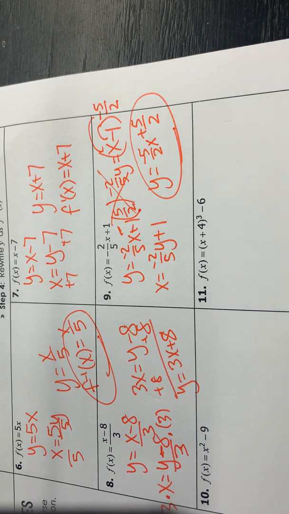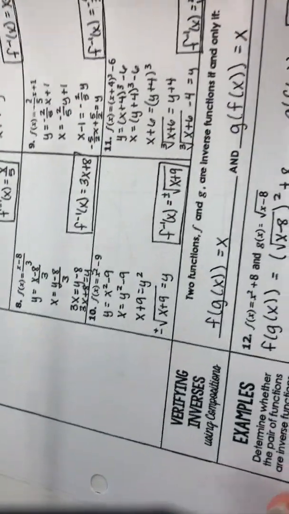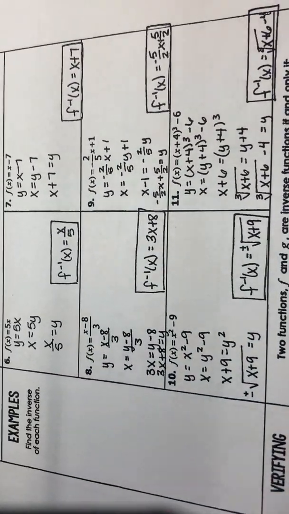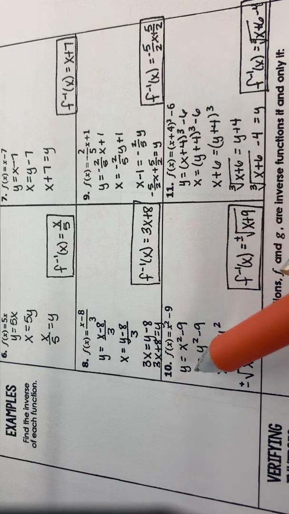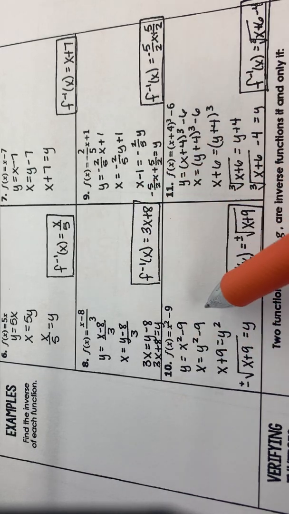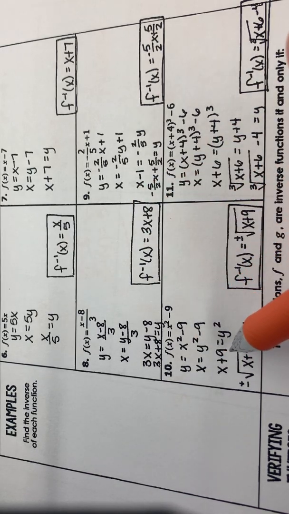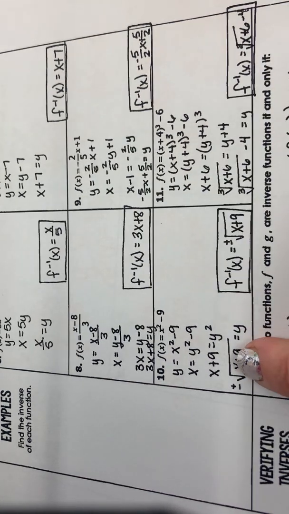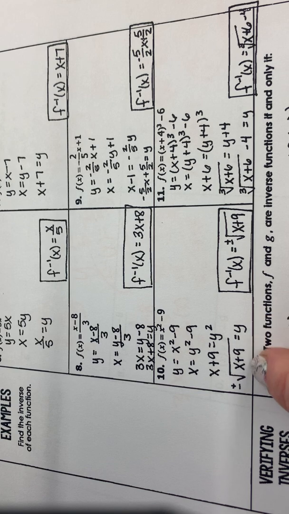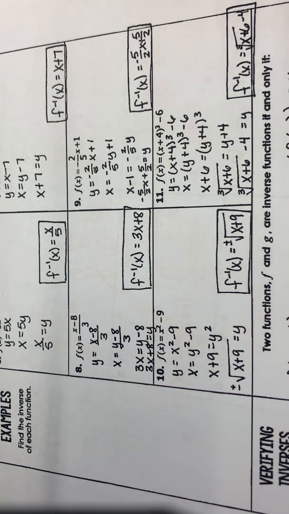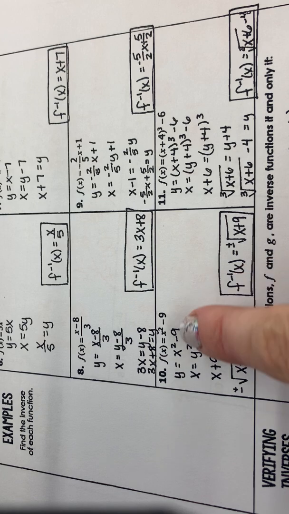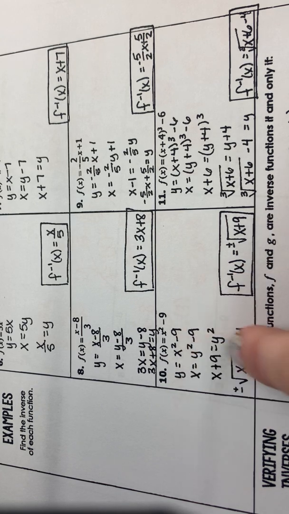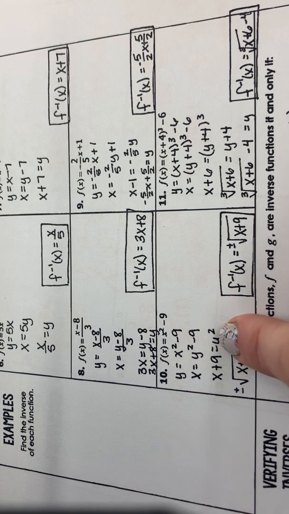I'm going to flash up 10 and 11 because my thumb's about to go down, and kind of just point at it, and you can pause it, whatever. We rewrote that as y, switched them out, okay? Added the 9, and then took the square root. When you take that square root of something, you have to put the plus and minus. I'll give you a second. You can hit pause and look at it if you need to. But again, switch, solve for y. So we added 9 to both sides, so the 9 went over is where it got plus. To get y by itself when it's squared, we needed to take the square root.